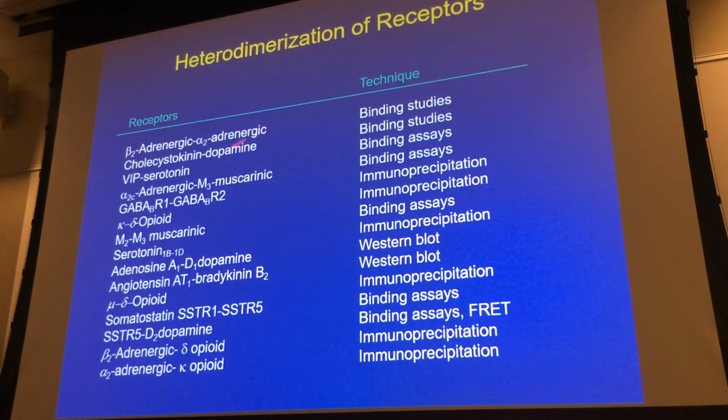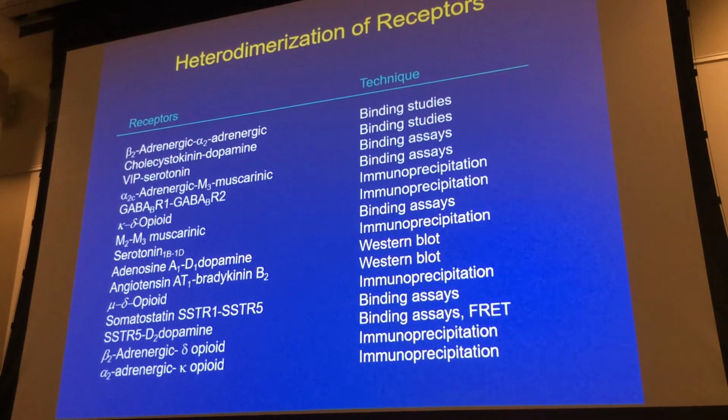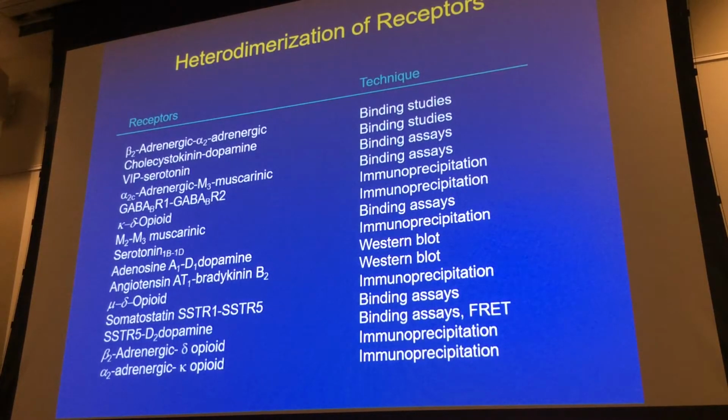And this is heterodimers. Look at all the different types of heterodimers that you can have. Some of them are closely related, like the beta adrenergic, beta-2 and the alpha-2 adrenergic. But some of them aren't related much at all, like for example adenosine and dopamine. So once again, this is a fairly new area. If you're working in the area of receptors, you'll certainly see a lot more of this kind of stuff in the future.